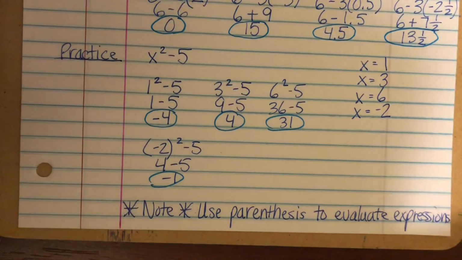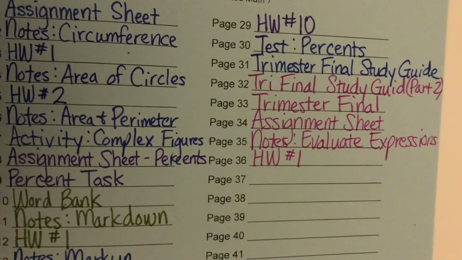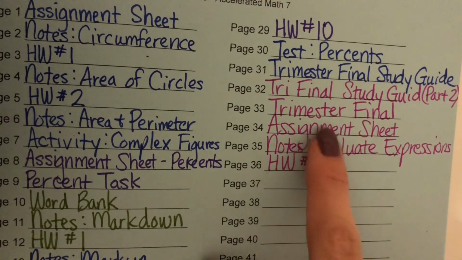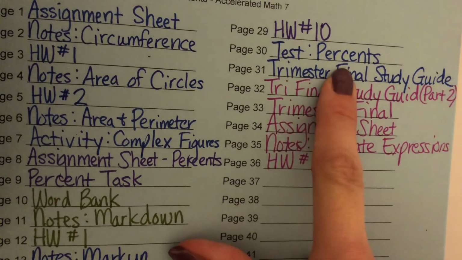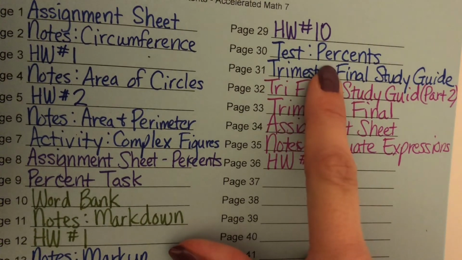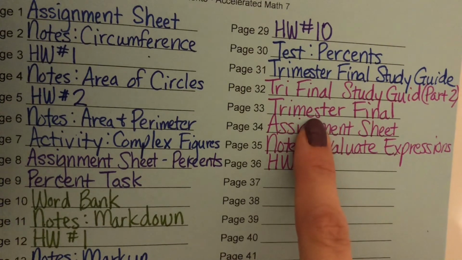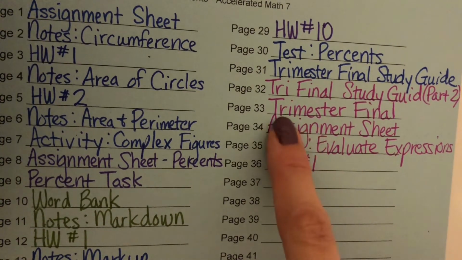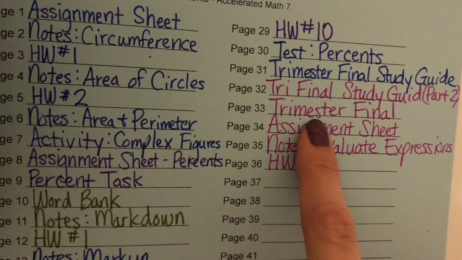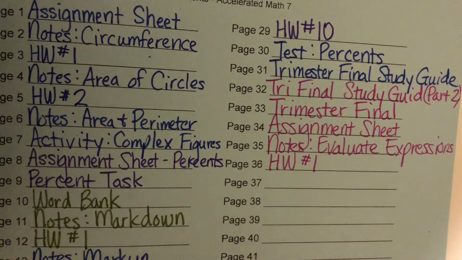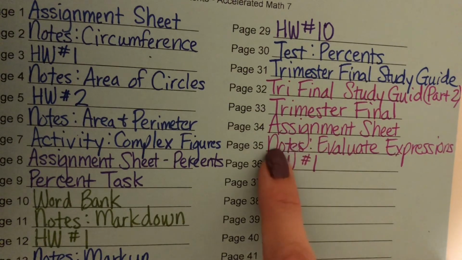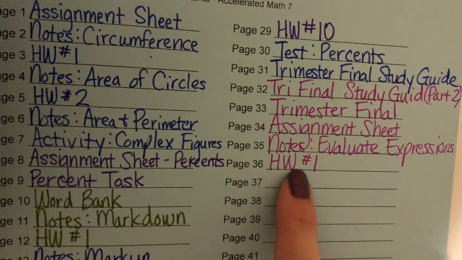All right, here is the table of contents, so you can get your stuff filed. Percents test, I'll hand that back to you tomorrow. There's still one person that hasn't taken it yet, but I really want you to have that back. So leave spaces for your trimester final too. I'm gonna be giving you all the parts of the trimester final back all stapled together. I don't know if I'm gonna get it back to you tomorrow, but definitely Monday, if not tomorrow. So leave a space for that as well. And then this is our new unit, your assignment sheet, evaluating expressions, notes, and your homework.